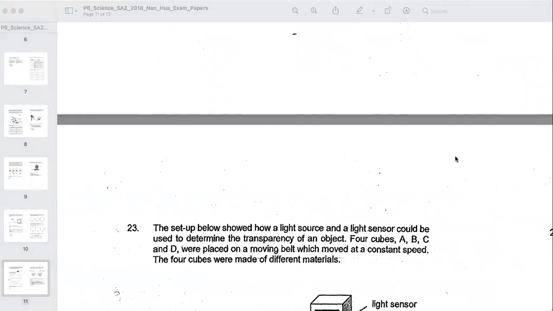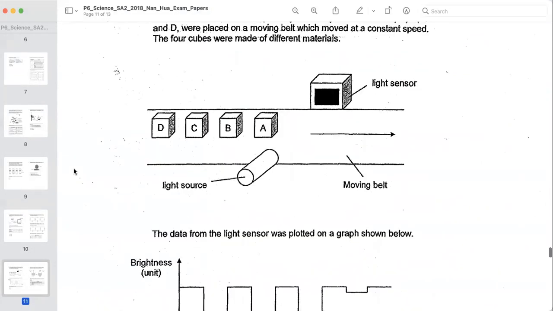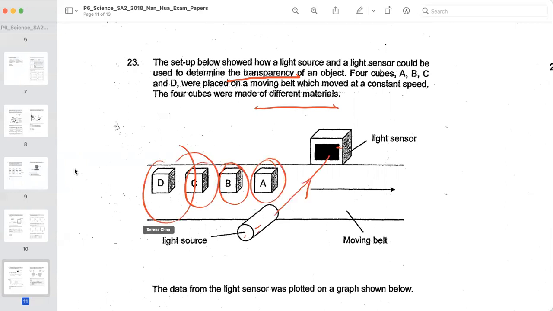Now we look at question 23. Answer is option 3. Now look at this. The 4 cubes were made of different materials. This is important. They have different degrees of transparency. And then there's this light sensor and this light source. So your objective is to test which one blocks light and which one blocks some light.